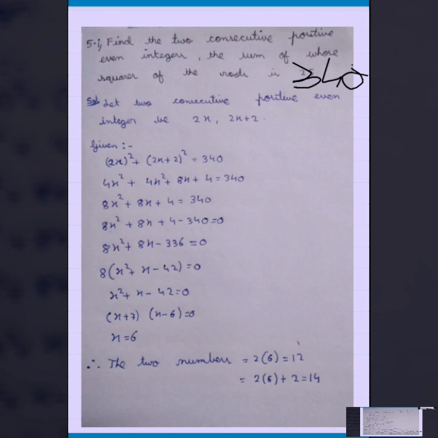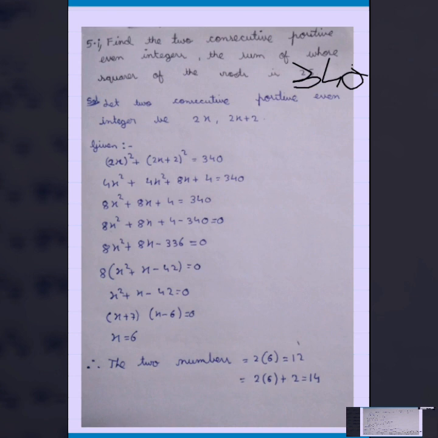So we should write all multiples of 2. In the question they are again asked the sum of whose squares of the roots is 340. So let us consider these two are the roots. So the sum of squares of the roots is 340. So we write x square plus (x plus 2) whole square is equal to 340.